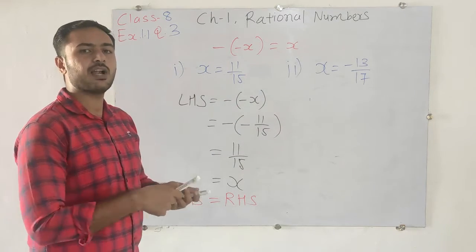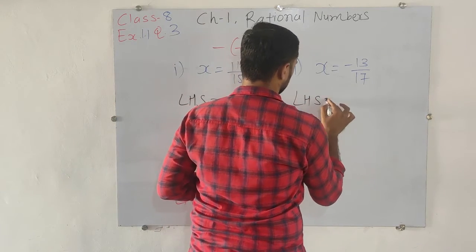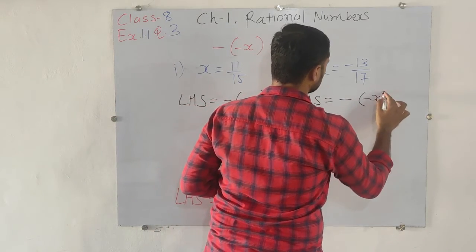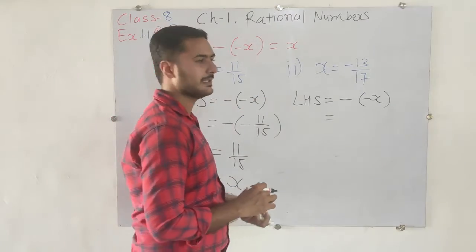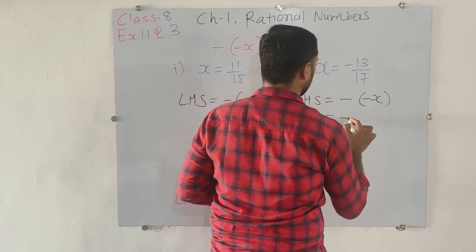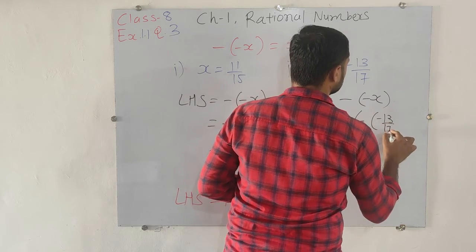And that's proved. Okay. Now the second one, the same thing we will do. We will again start with the LHS, that is minus of minus x is equal to, what is the value of x? That is minus 13 upon 17. So minus, 13 upon 17.